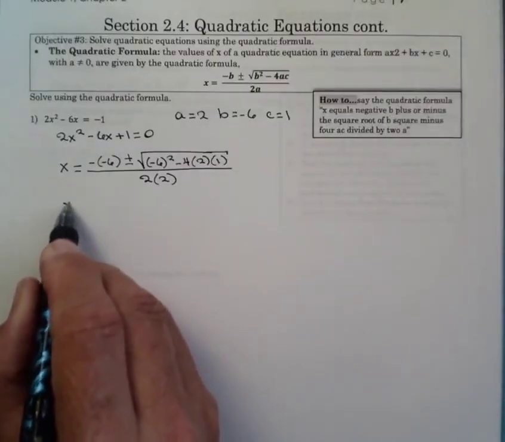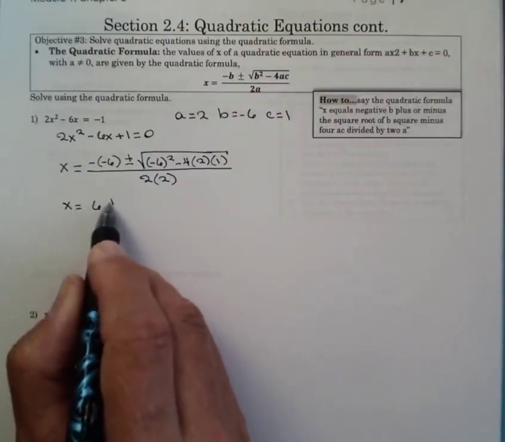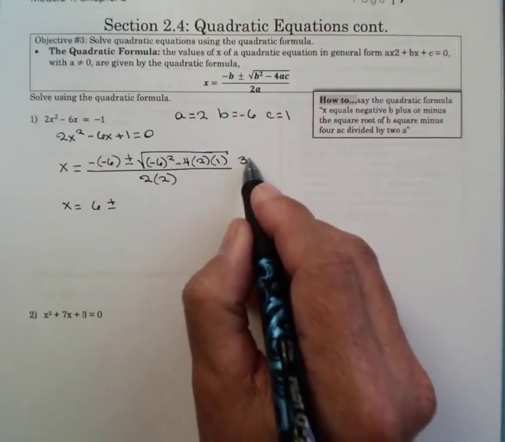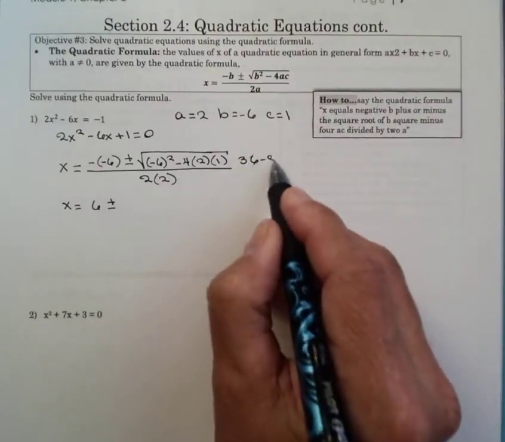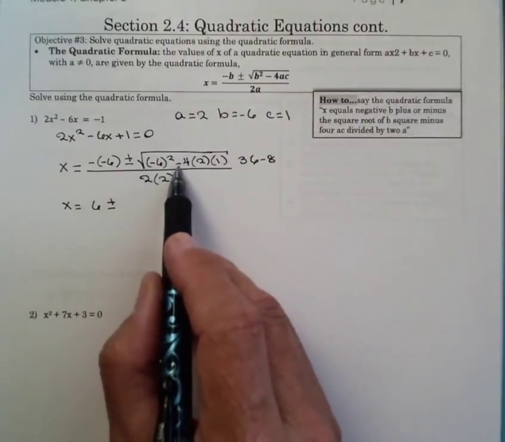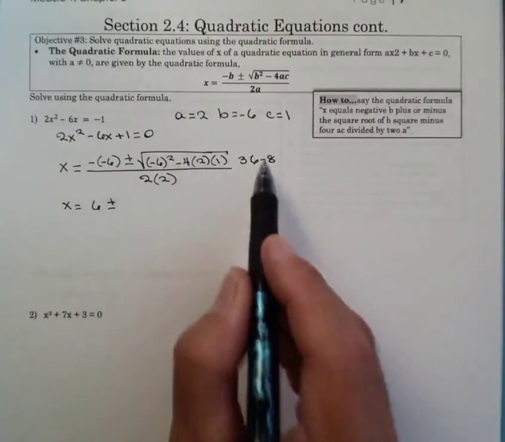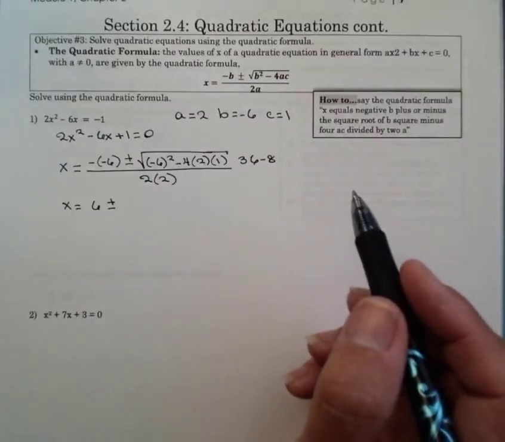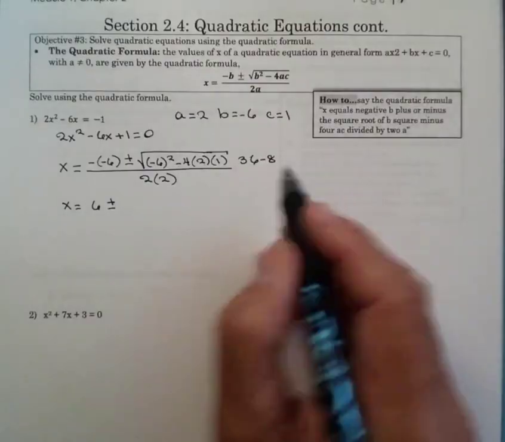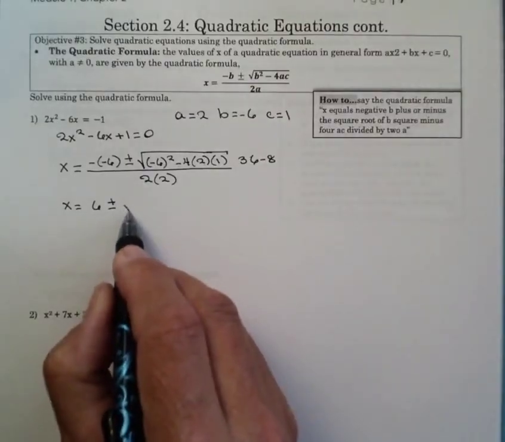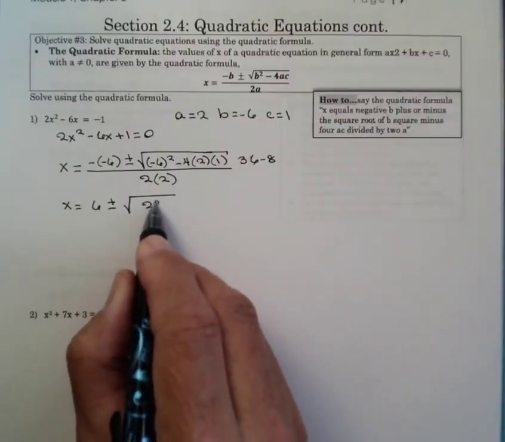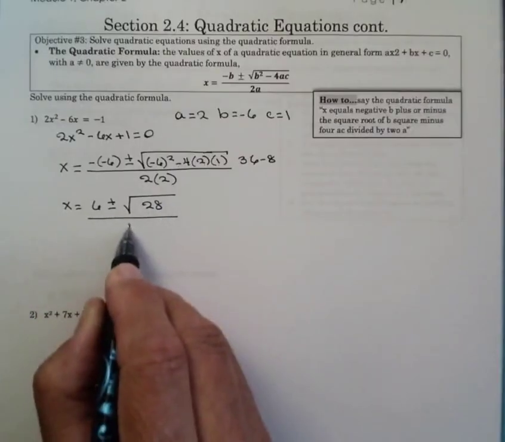So now what do we have? Well, we have x is equal to 6 plus or minus, and this is 36, right? I'm going to write it out here. 36 minus 8, isn't it? 36 is negative 6 squared, and this is negative 4 times 2 times 1. Well, that's going to be minus 8. Well, what is 36 minus 8? When I do that, I come up with the square root of 28. And all of that is over 4.